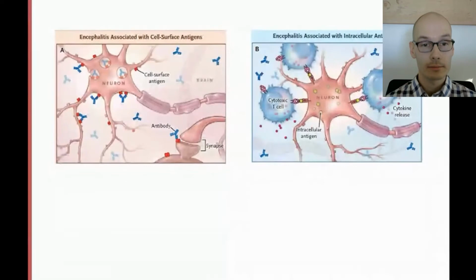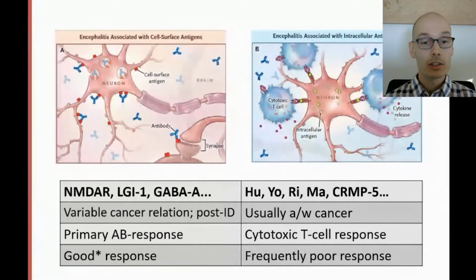So, cell surface antigens or extracellular antigens. Now, some of the ones that you may have heard of are NMDA receptor encephalitis, LGI1, GABA-A. Certainly, there are many more. In general, these have a variable cancer relation, and many times these can be related to post-infectious antigens, perhaps, or many times it's actually unknown. This is a primary antibody response, and the treatment response is good. I put a little asterisk there because not everything is absolute in this field, as we'll find out, but in general.